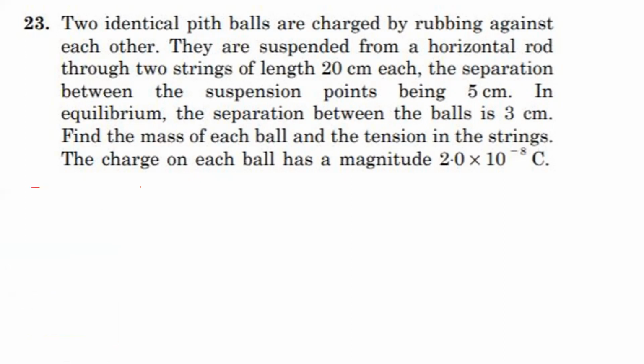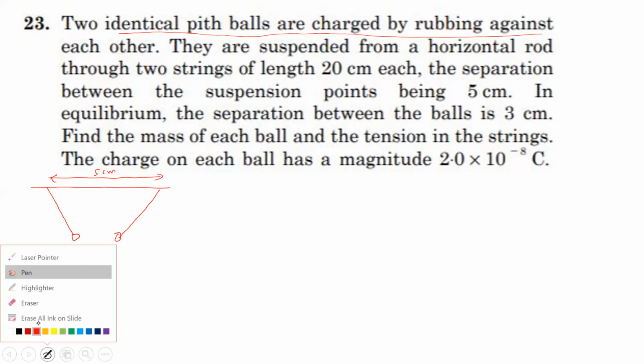Here, given a horizontal rod is there. On this horizontal rod we suspended two strings, and two identical pith balls are charged by rubbing against each other. Due to rubbing, both spheres will get equal and opposite charges, so an electrostatic force of attraction will be there, so these balls come like this. Here the distance between the suspension points of the strings is given as 5 centimeter, and in equilibrium the distance between them is 3 centimeter.